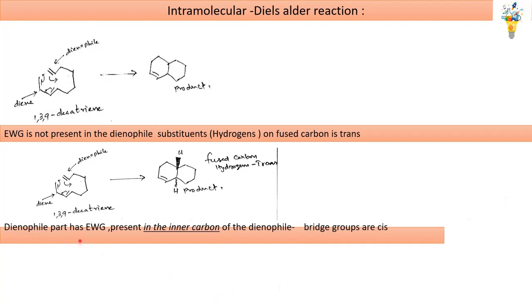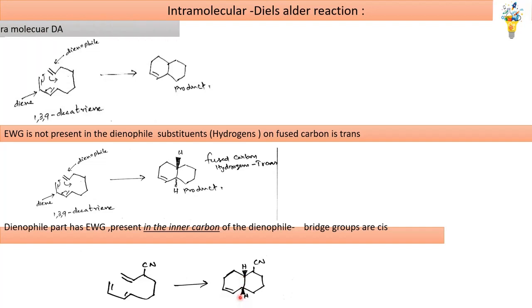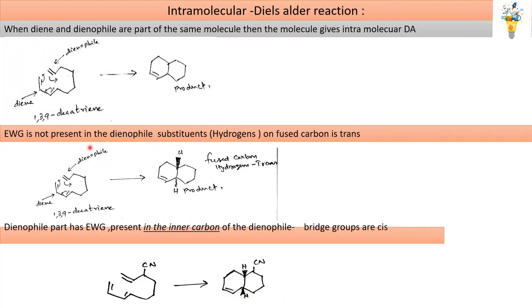Now the dienophile part has an electron withdrawing group on the inner carbon. See this example, the cyanide group, this electron withdrawing group, is present on the inner part of the dienophile. What is the product you get in the adduct? The fused hydrogen atoms are in the cis position. So both hydrogens are cis. When the dienophile does not contain any group, the fused substituents in the adduct are trans. Here the fused substituents are cis.